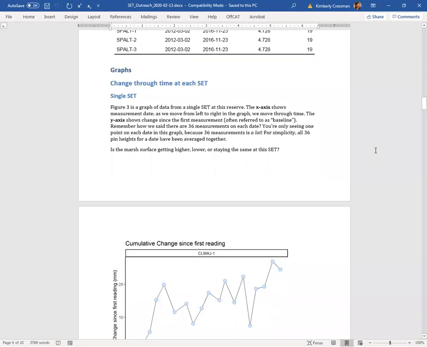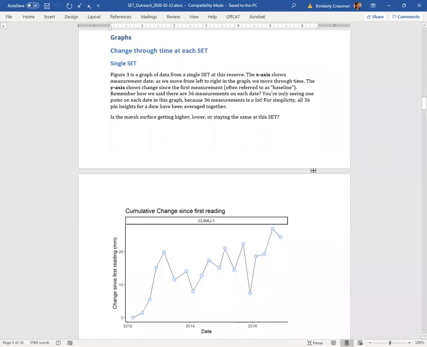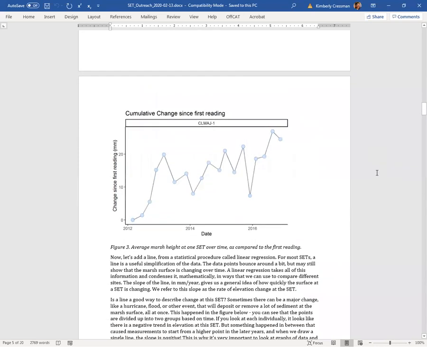And then we get into graphics. Because again, what we want to know and communicate is, how are these sets changing over time? I've gotten a lot of excellent input from educators about how to approach these graphs and how to describe them. So what we tried to do was start simple. We're starting with just one surface elevation table. Our x-axis is the date, so we're moving through time. Our y-axis is the change since that first reading, and I include some descriptive text in there about how we average the 36 readings per date together to get this one line.